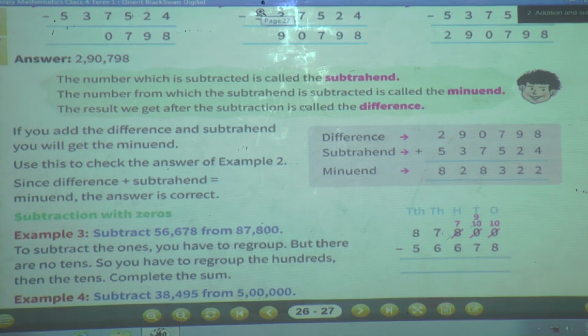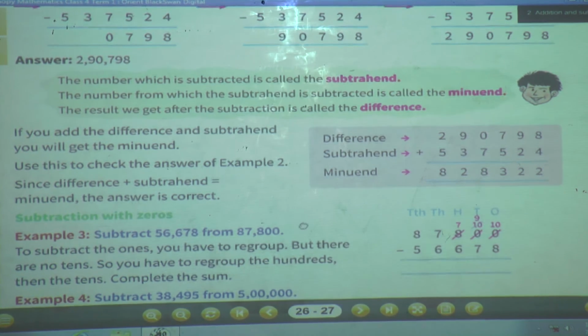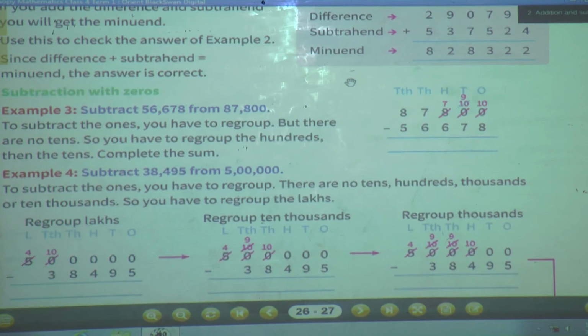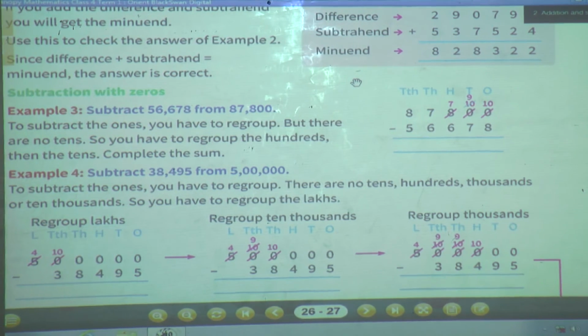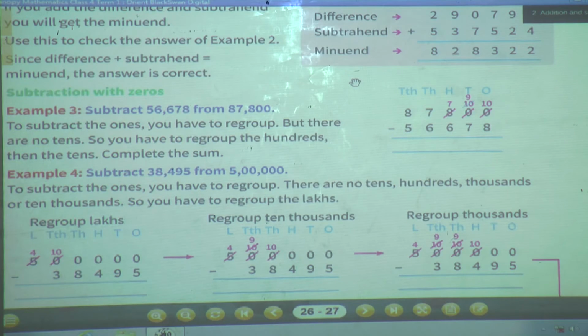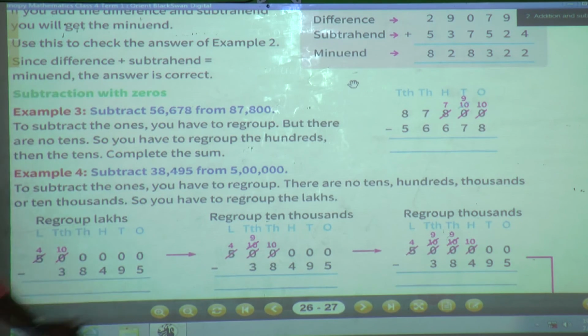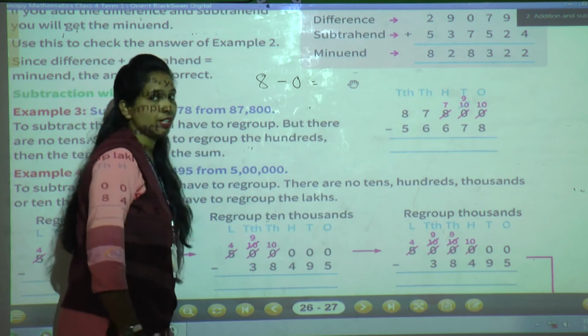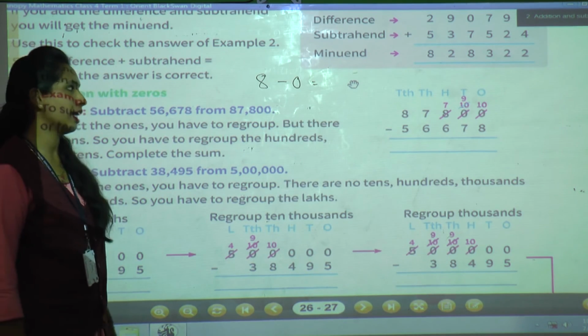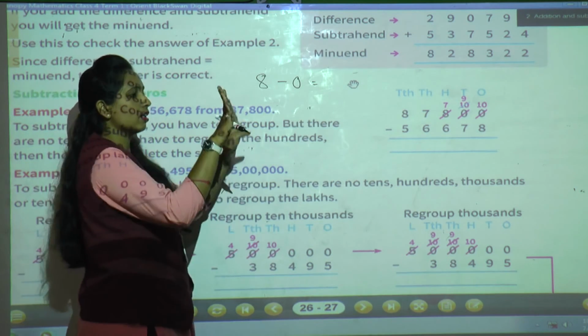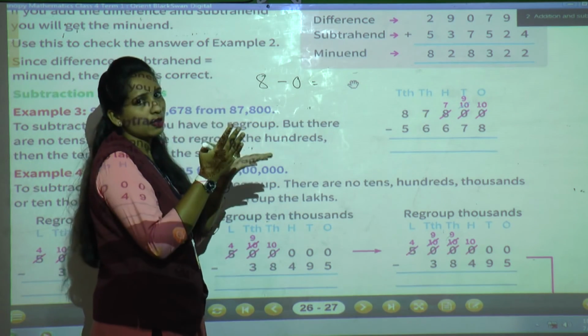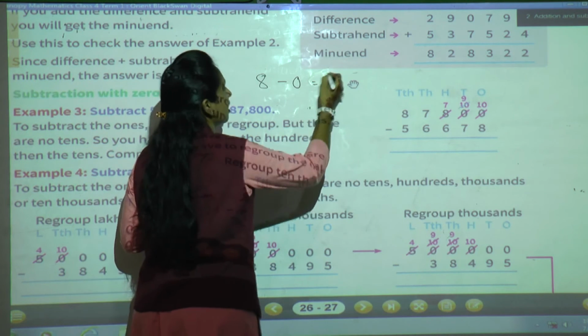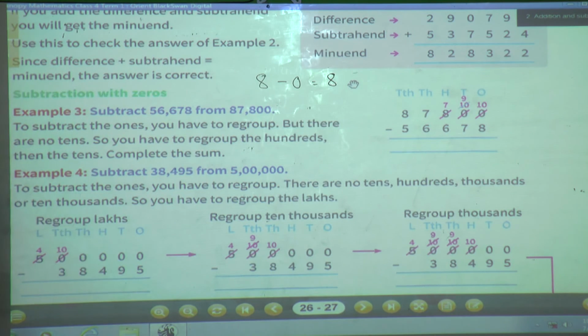Now let me teach you subtraction with 0. Before that, let me tell you 3 things. First, when 0 is subtracted from a number, we get the number itself. For example, 8 minus 0. When we subtract 0 from any number, we get the number itself, because 8 is there. 0 means nothing, so the answer is 8 only. Understood? Keep in your mind.